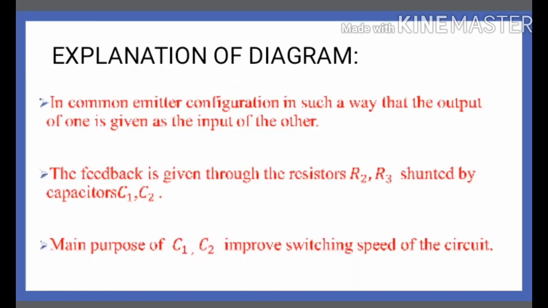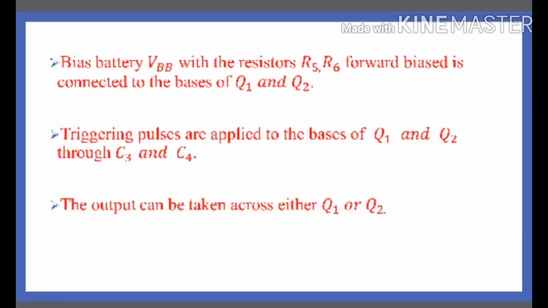The feedback is given through the resistors R2 and R3, and these R2 and R3 are shunted by capacitors C1 and C2. C1 and C2 improve the switching speed of the circuit. Bias battery VBB and resistors R5 and R6 are connected to the bases of Q1 and Q2, and the trigger pulse is applied through capacitors C3 and C4. The output can be taken across either Q1 or Q2.